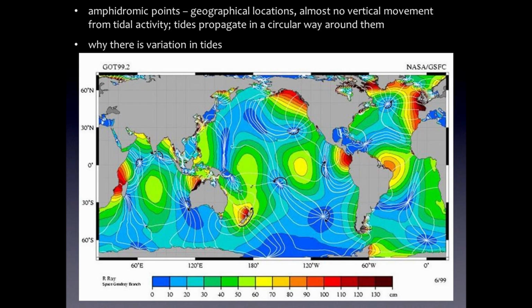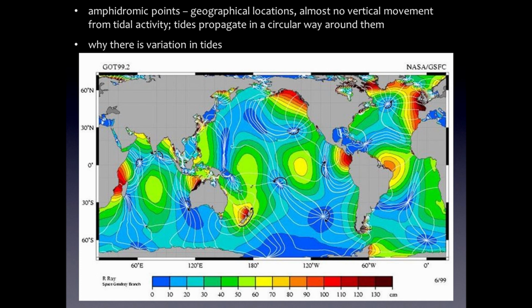This brings us to the concept of amphidromic points. So an amphidromic point is a geographical location. You're not going to go there and there's going to be a sign saying this is an amphidromic point, but it's a location where we see almost no vertical movement from tidal activity. So you can say that the tidal range is almost zero.